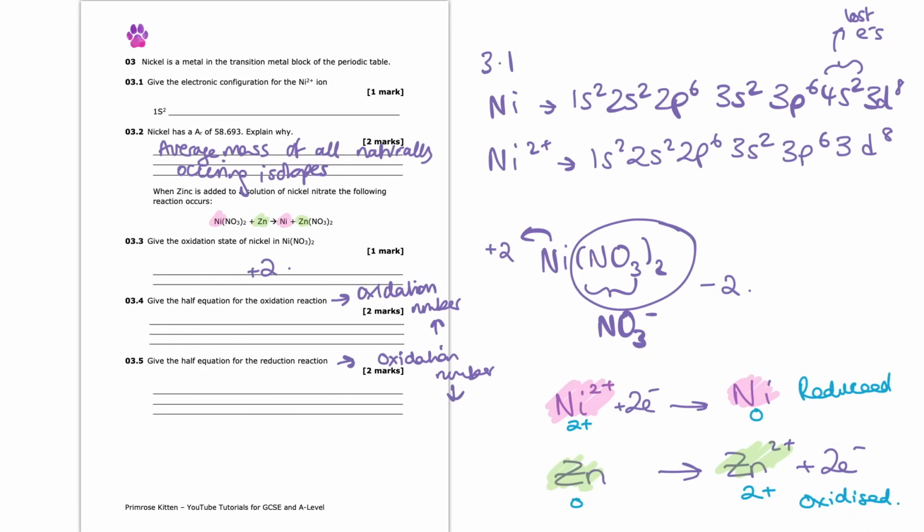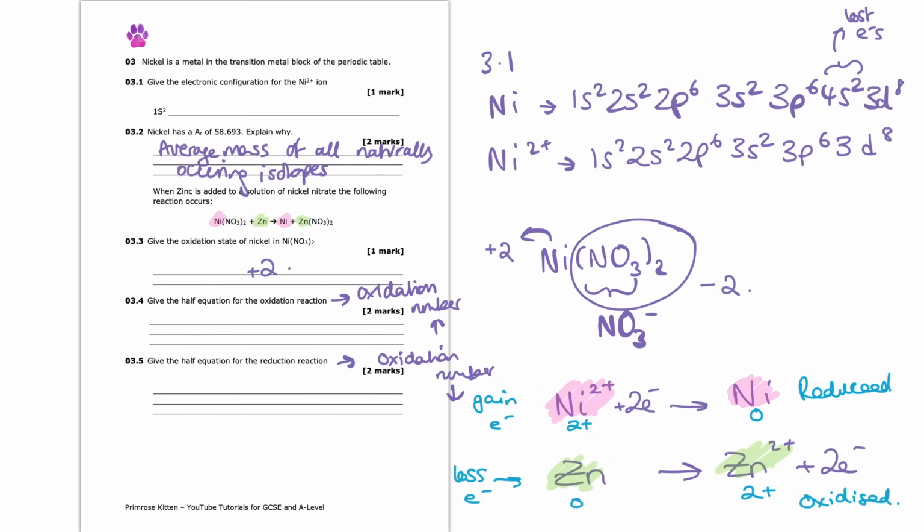But alternatively, we could also look at it via OIL RIG. And remember, oxidation is the loss of electrons, and we can see that has happened here. And we can also see that reduction is the gain of electrons, and you can see nickel 2+ has gained electrons, so it has been reduced as well. So 2 different perspectives that we could use there.